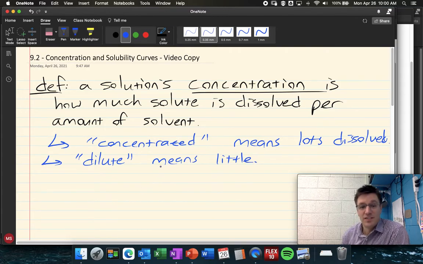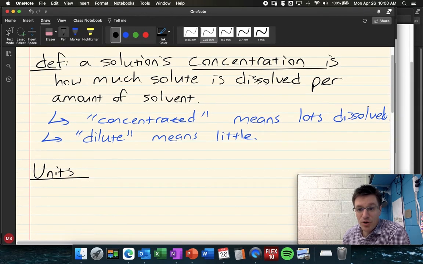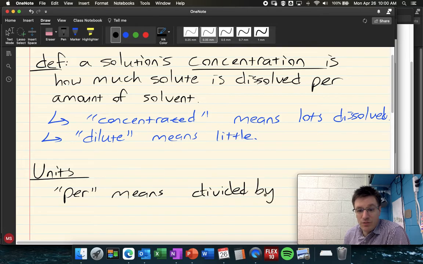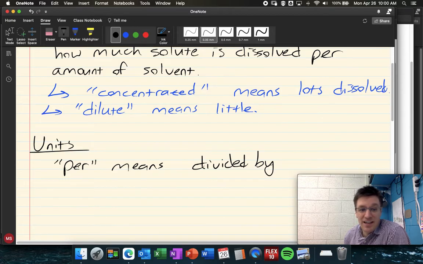Okay, so let's talk units. Let's talk numbers. The per right here, that word per, that means something mathematically, okay? So per means divided by, okay? So what we're doing is we're taking an amount of solute and we're dividing it by an amount of solvent, okay?